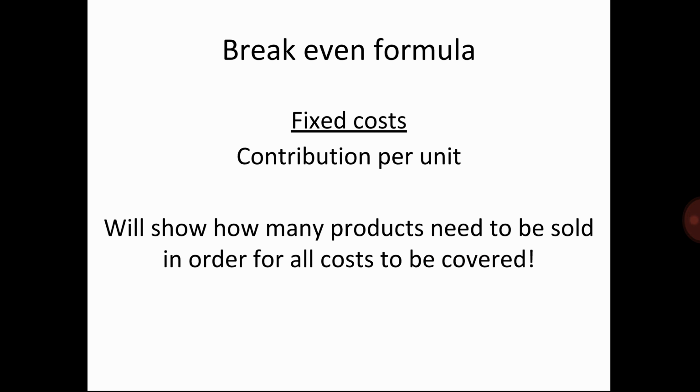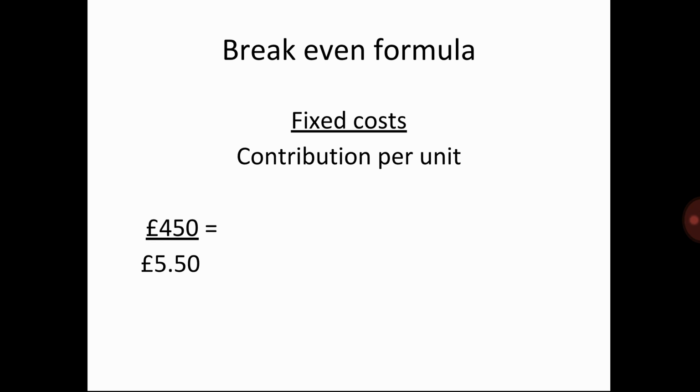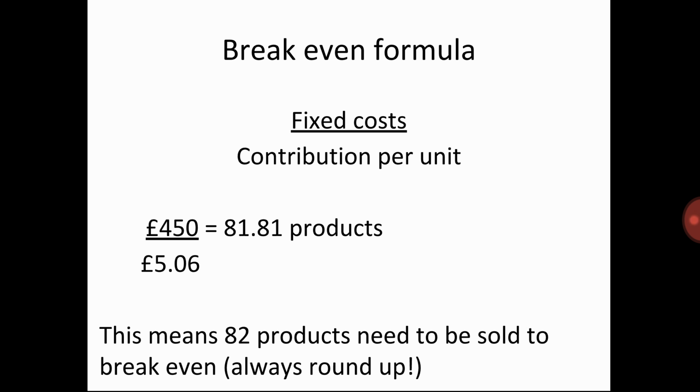Now the break-even formula. That's fixed costs divided by the contribution per unit. This will show how many products need to be sold in order for all costs to be covered. We know the fixed costs are £450. Contribution per unit is £5.50. That's 81.81 products. This means 82 products need to be sold to break even. Always round up.